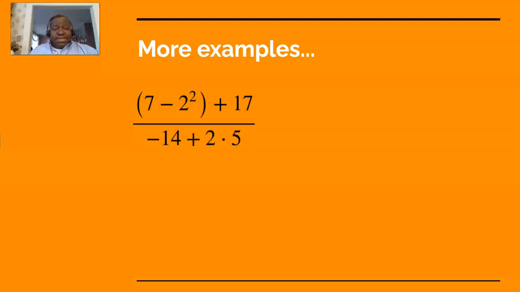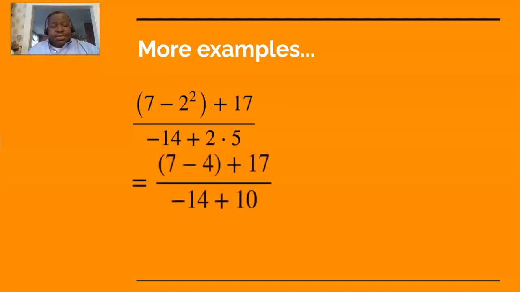Okay, so the first thing at the top, we have parentheses, so we're going to look inside of that. We got an exponent, that's where we're going to start at the top. And for the bottom, we're going to start with multiplication. All right, so 2 squared is 4 at the top. So we still have parentheses, 7 minus 4, close parentheses, plus 17. In the bottom, we have negative 14 plus 10.